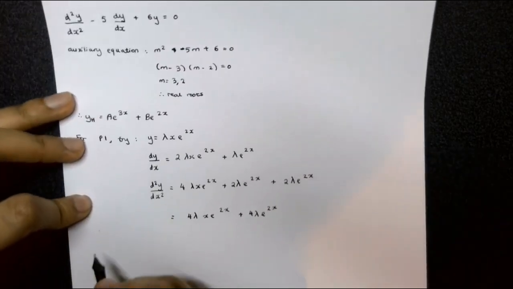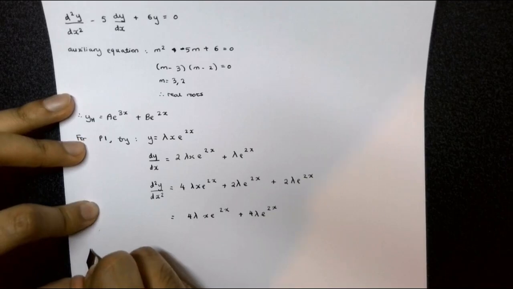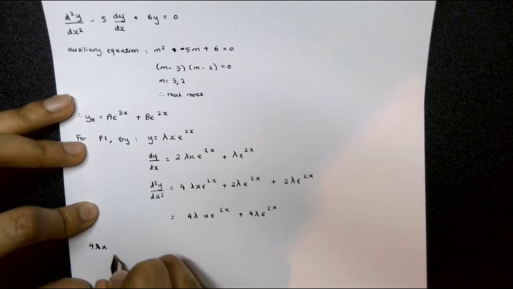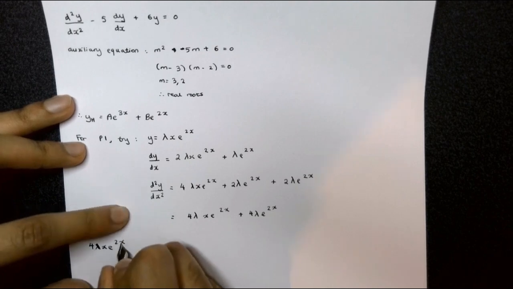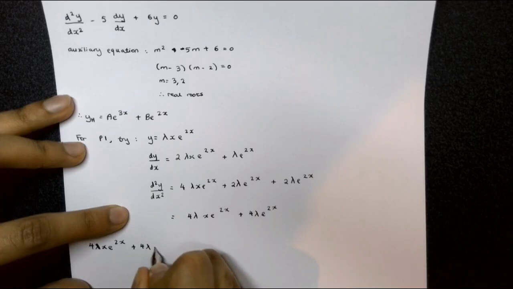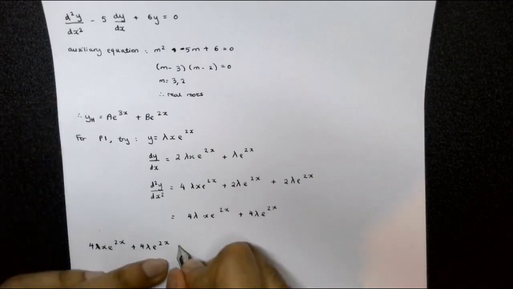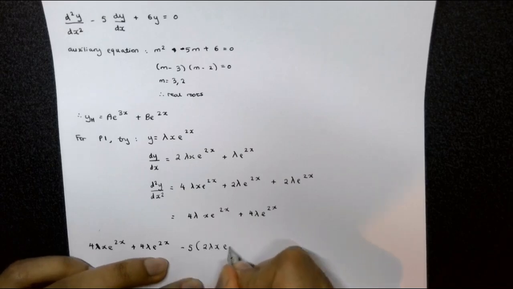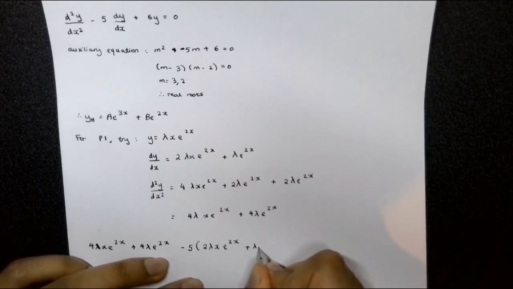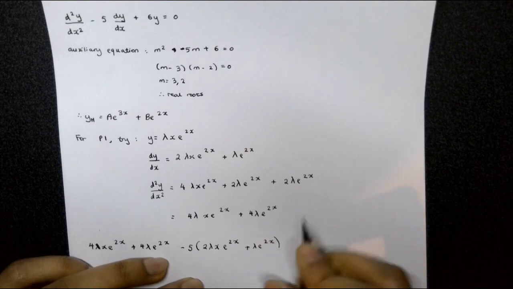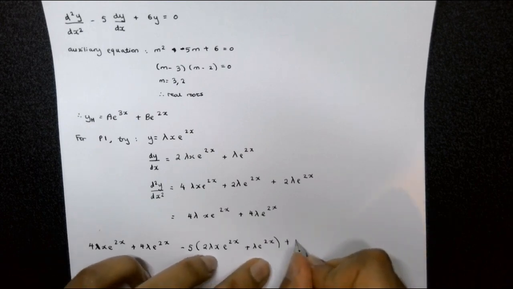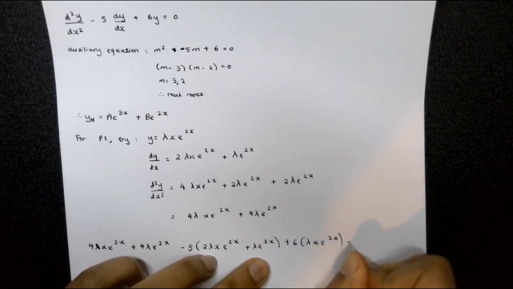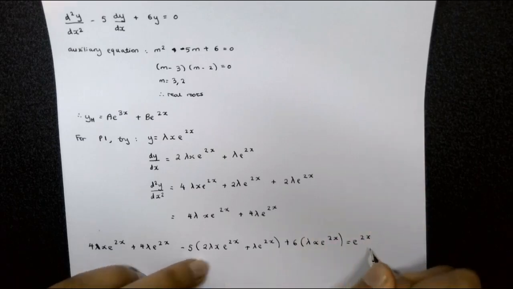So what we end up with is 4 lambda x e to the 2x plus 4 lambda e to the 2x minus 5 lots of 2 lambda x e to the 2x plus lambda e to the 2x, and then we've got 6 lots of lambda x e to the 2x, and all of this is equal to e to the 2x.